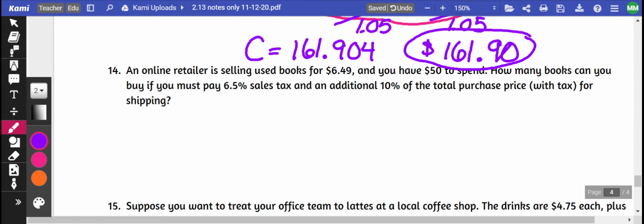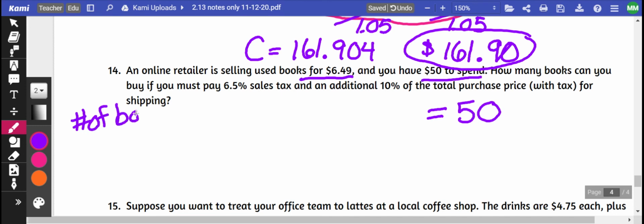An online retailer is selling books for $6.49. You have $50 to spend. All right, we know that with these, what you have to spend will end up being what it equals in the end. So I'm just going to write that equals 50. Each book costs $6.49, so we're probably going to be looking at that, multiplying with our variable. How many books can you buy? So we know that the number of books is going to be our variable. I'll have our variable be n for the number of books.